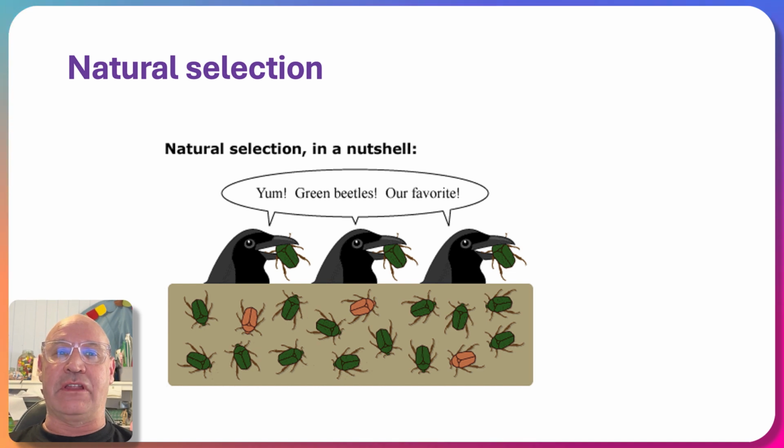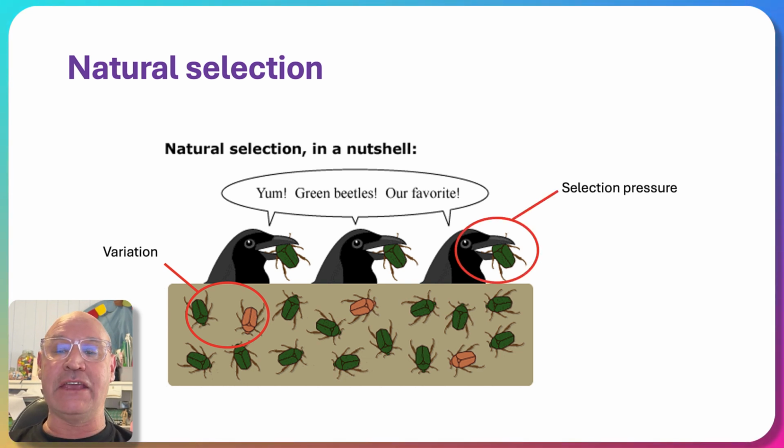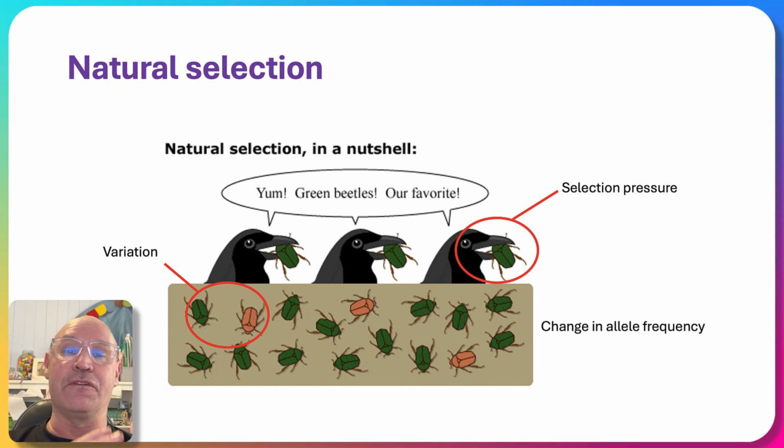So what is natural selection? Well, here's an example of it, and they say in a nutshell. So first of all, you can see that we've got variation in the phenotype of these bugs. And we've also got a selection pressure. That selection pressure is that these birds preferentially target and eat the green bugs. So what's going to happen is that over time, we're going to see a change in the phenotype and a change in the allele frequency.